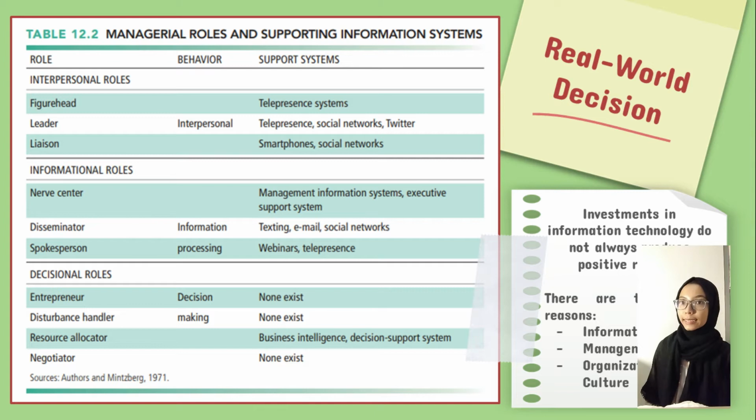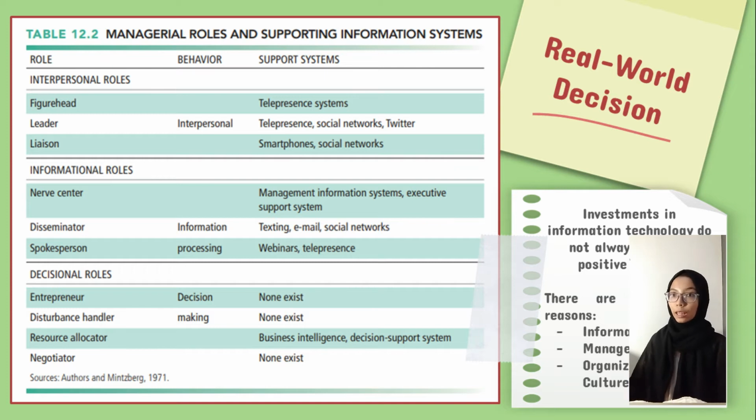Let's go into our next subtopic, real-world decision. Investment in information technology doesn't always produce positive results. There are three main reasons: information quality, management filters, and organizational culture. That's why managerial roles and supporting information system, such as listed down below, is needed. This list below allows us to maintain stability in the real-world decisions and giving it all by having support systems in every aspect.